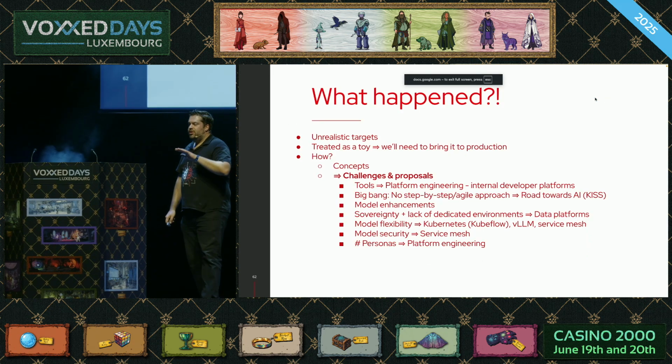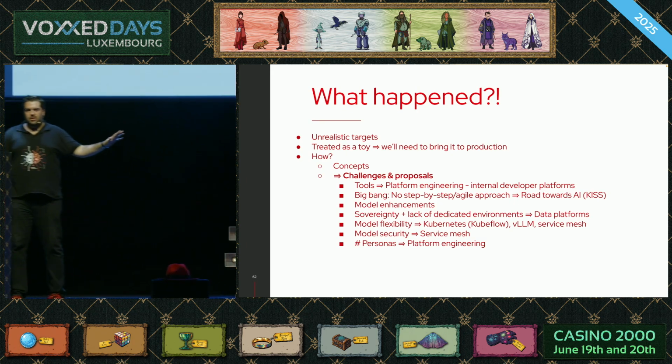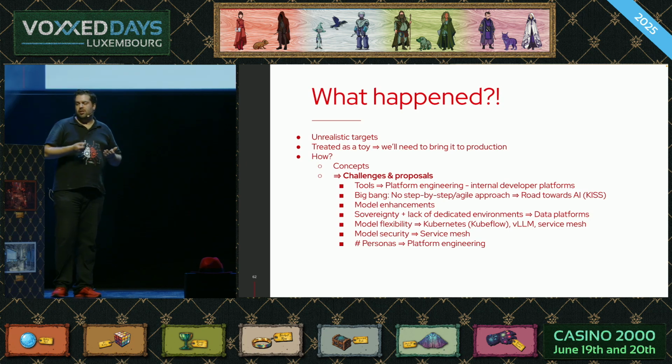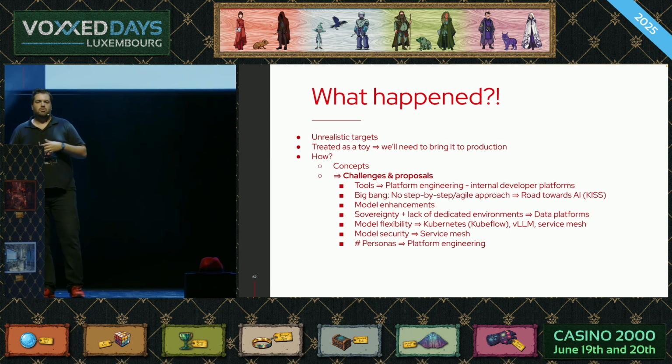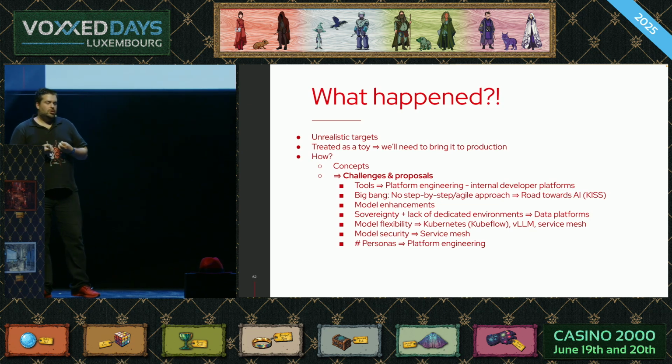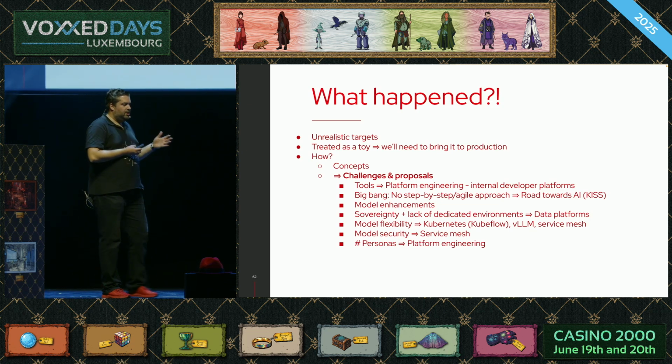Okay, so what happened? We had way too many tools, and we still have, especially now with AI. You can solve it with platform engineering, internally developed platforms. Think about Kubernetes, think about OpenShift. We had big bang solutions, asked for by management, but you can do it step by step.